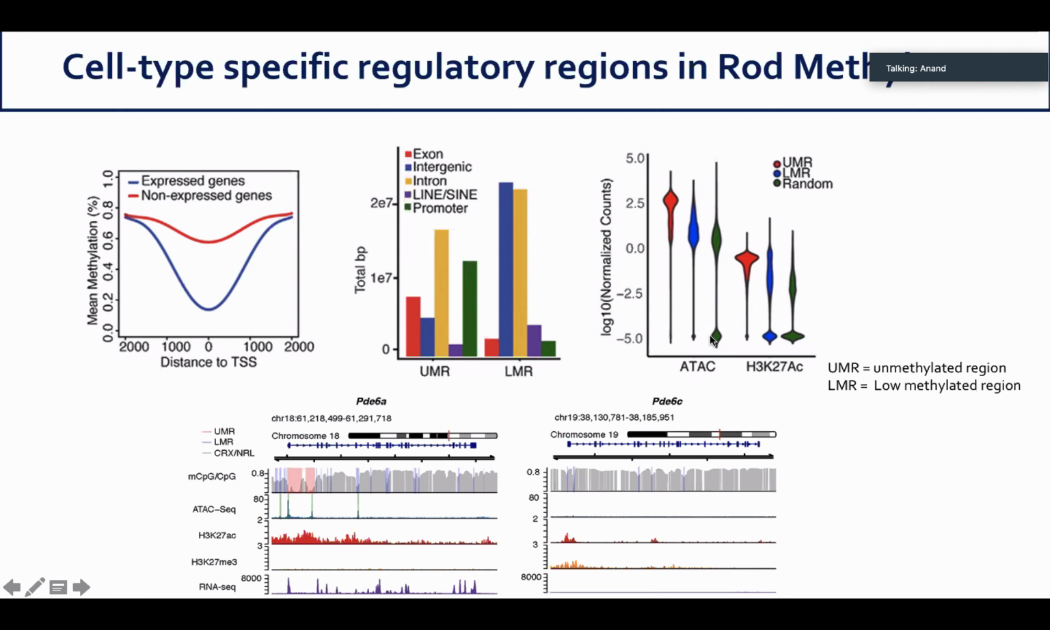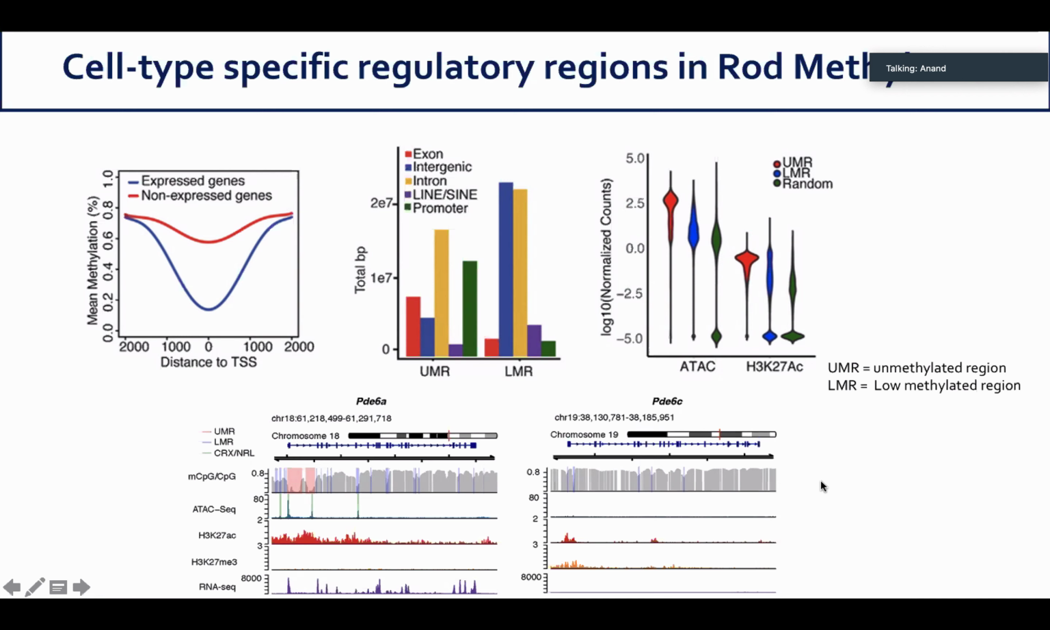In both cases, if you look at the counts for random regions, they are here, whereas in UMRs and LMRs you see enrichment. And that's again something very nice, but nothing unusual, just to confirm what we are seeing. This is just from 3-month-old data. We are not really looking at aging at this stage. This is just a 3-month-old rod methylome, and that's what we are seeing.